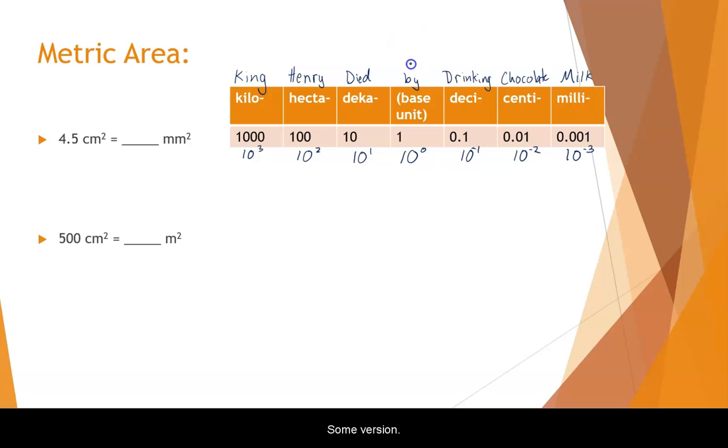Some versions have Monday here because we use meter so frequently. King Henry died Monday for meter, drinking chocolate milk. Right now this "by" stands for our base unit. So we could put grams or amps or meters or liters, whatever in there.